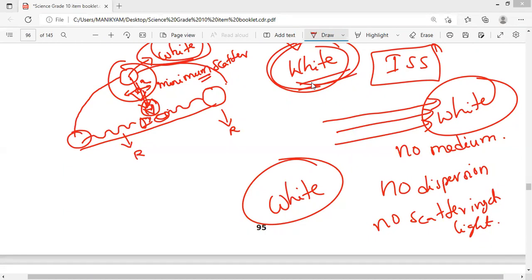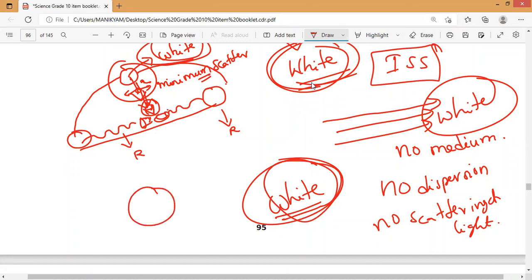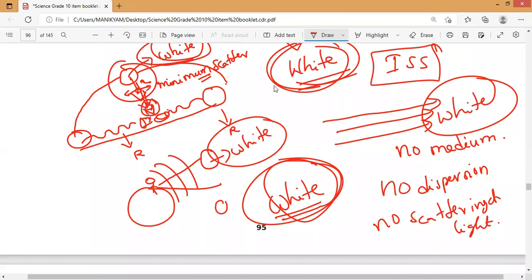Do you understand it? If there is no atmosphere, whatever light reaches us from the sun will be exactly the same. So for us also, the sun appears to be what color whenever it is visible? Suppose I am on the Earth with no atmosphere. Of course, maybe I cannot see the sun early, but when the sun comes above the horizon, the light reaches me directly. So what color can I see? White color only.